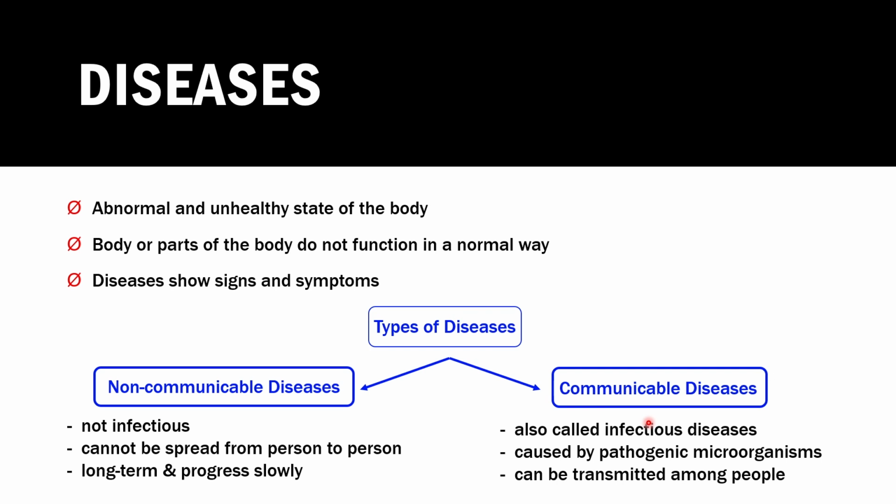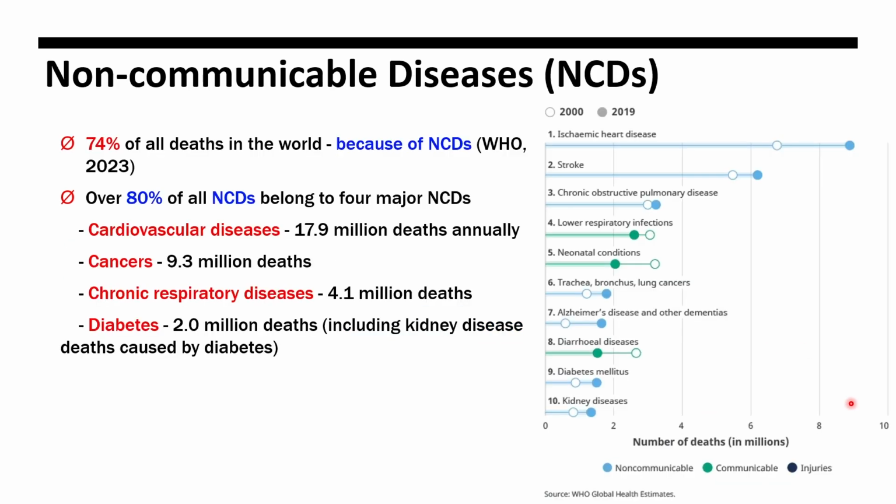The second group is known as communicable diseases. Communicable diseases include infectious diseases, that are diseases caused by pathogenic microorganisms. The main characteristic is that they can be transmitted from one person to another. So first, let's look at non-communicable diseases.